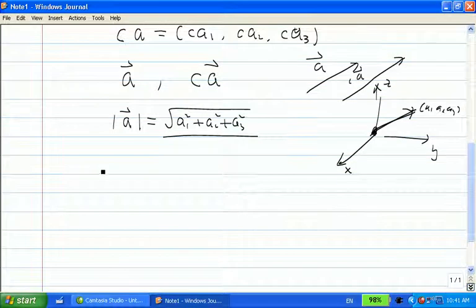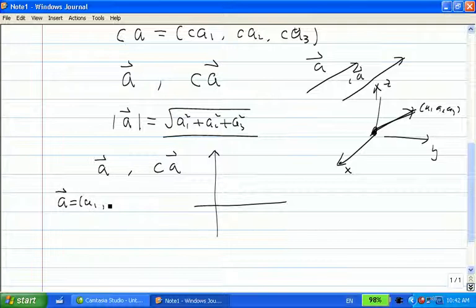I'd like to show you that A and C times A are going to be parallel. I'm going to use 2D as an example. A here is A1, A2. Then by the definition, a scalar times that will be the scalar times each component, CA1, CA2. Say here is A1, A2.